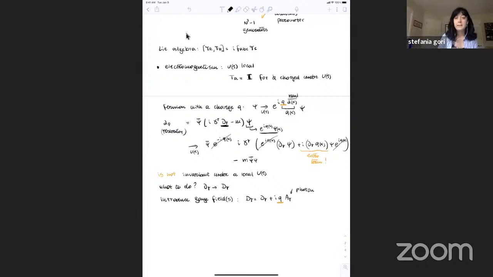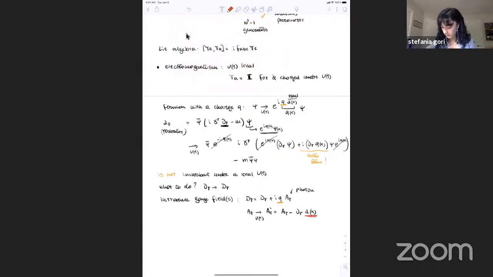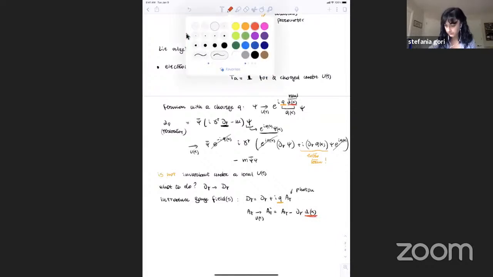But this is not the only thing we need to do. What we also need to do is to specify the property of transformation of this photon under the local U1. And so the photon will transform in the following way: A mu goes to A mu minus the derivative of alpha of X, where again, alpha of X were the continuous parameters that we saw above here.